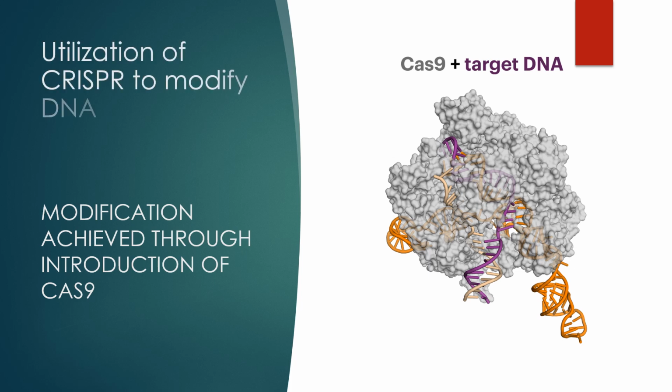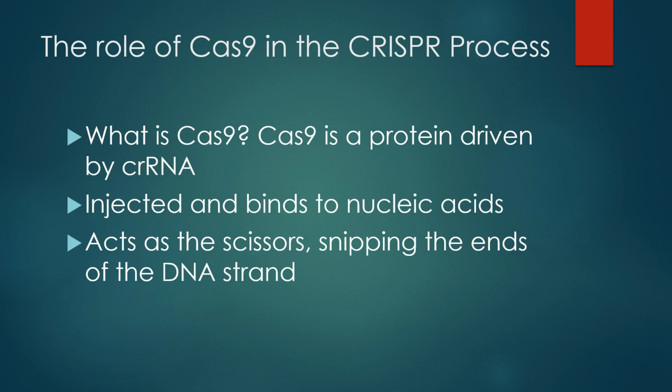Now, how exactly do these scientists use CRISPR to manipulate DNA? Well, these scientists achieve this by introducing this shown on the screen right here. This is the Cas9 protein. It's used to target the DNA strands that will undergo the genetic modification. All right. So Cas9 is a protein that is driven by crRNA. The Cas9 protein then binds to a new nucleic acid and snips the ends of the DNA strand. With this being said, the Cas9 protein acts as the scissors in the genetic modification process, removing DNA strands from the equation. The process would look something like this.